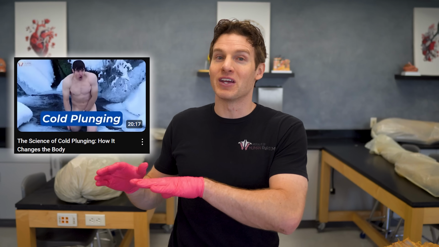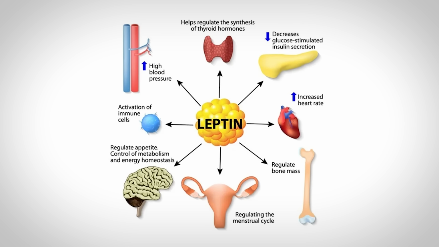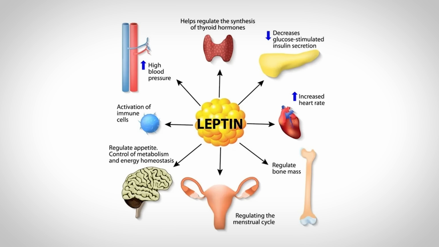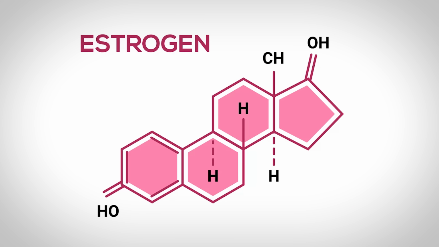And we cover that more in our cold plunge video that I'll link at the end. Fat also functions as a protective cushion for our internal organs, and also acts as somewhat of an endocrine organ that produces certain hormones such as leptin, which helps regulate hunger and long-term energy balance, and fat even releases estrogen, which is the main female sex hormone.